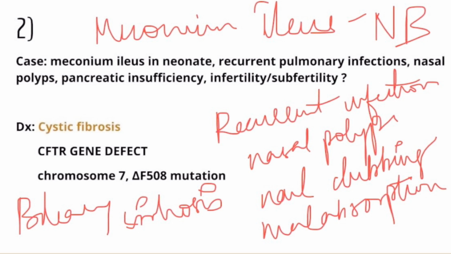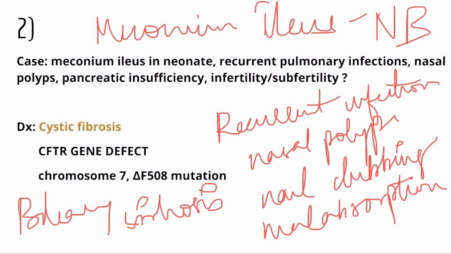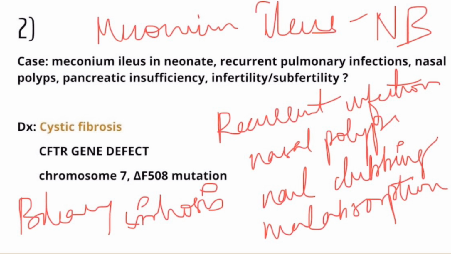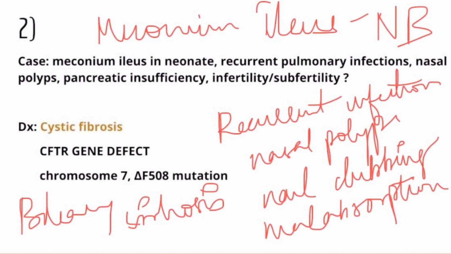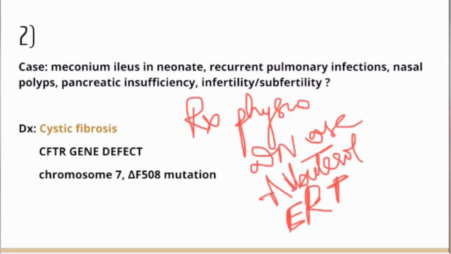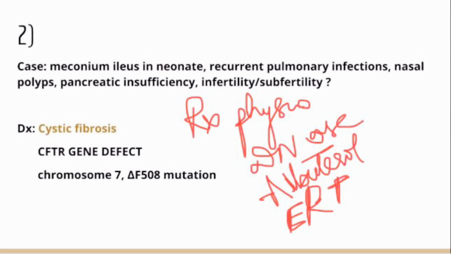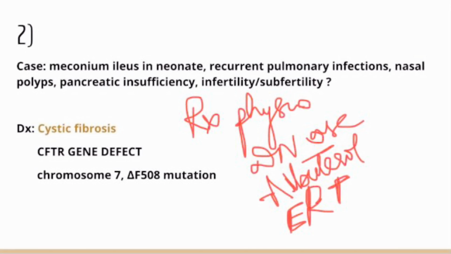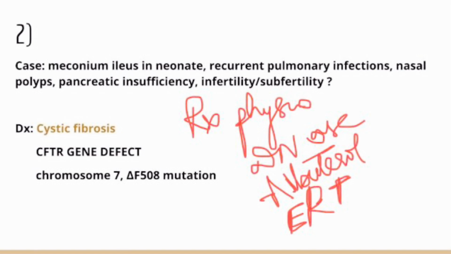Newborn screening is also done with immunoreactive trypsinogen. If there is an increase in immunoreactive trypsinogen, then it is a positive screening test for cystic fibrosis. The treatment of cystic fibrosis is mostly symptomatic. We have to do chest physiotherapy to drain out the secretions, and we can also give albuterol or aerosolized Dornase alpha, which is most commonly being used nowadays.